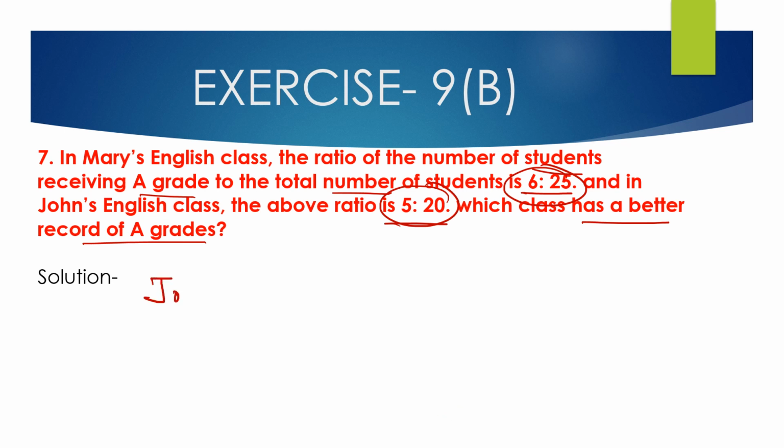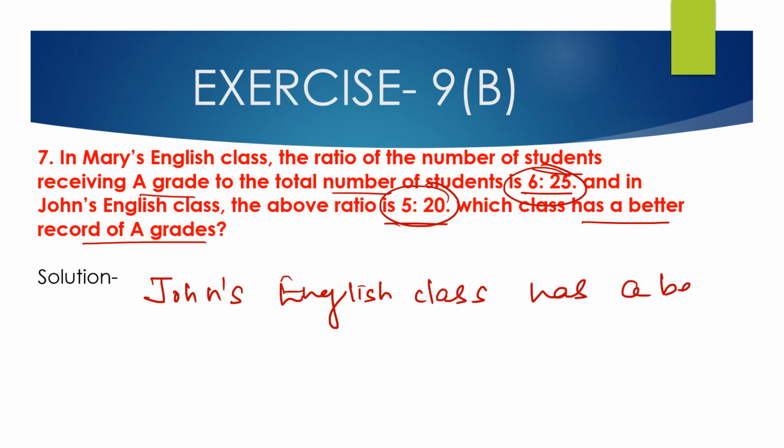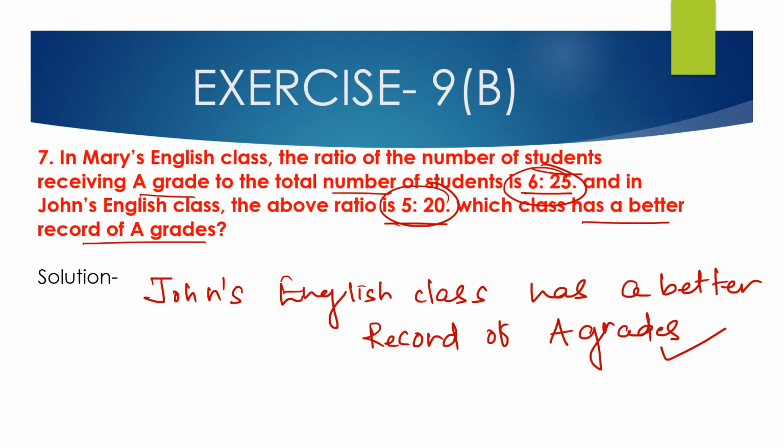So John's English class, that is 5:20, has a better record of A grades.